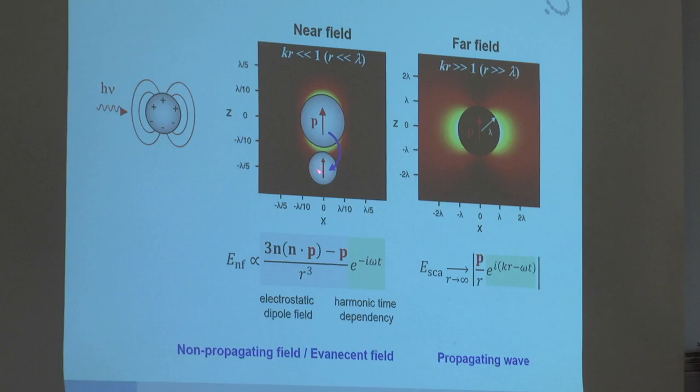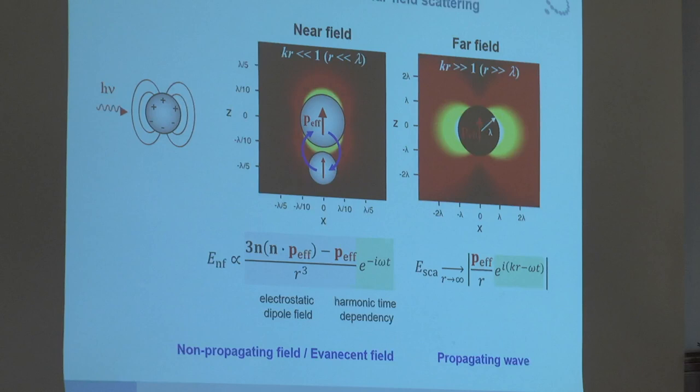This dipole becomes stronger. That means the near field becomes stronger around the object, so the near field intensifies, but also the scattering becomes stronger. And this we describe later on by an effective dipole moment. So that's actually the mechanism of how the near field goes into the far field.